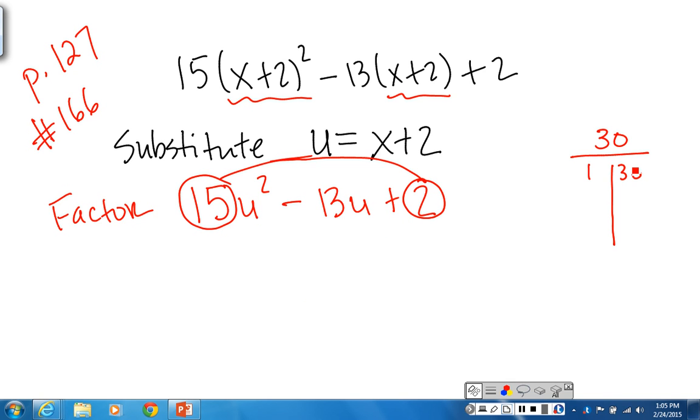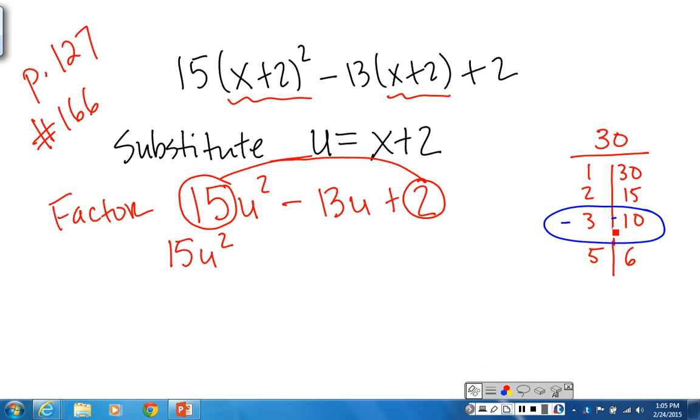So 1 and 30, 2 and 15, 3 and 10, 5 and 6, and so forth. Which factors will work so that you will have a positive 30 when you multiply the factors, and you will have a negative 13 when you add them? It looks like negative 3 and negative 10 will work. Right? Negative 3 times negative 10 is positive 30, but if you add it, you get the negative 13 that you need. So that's 15u squared.